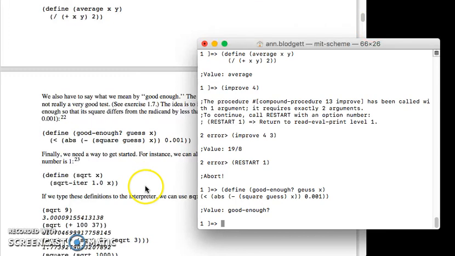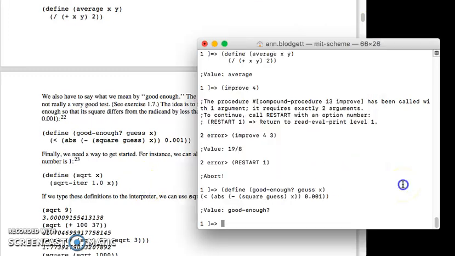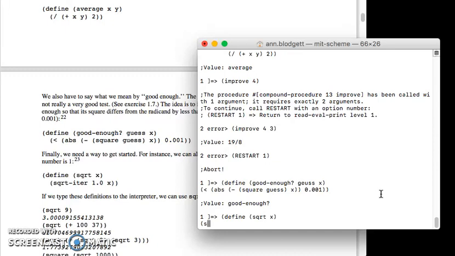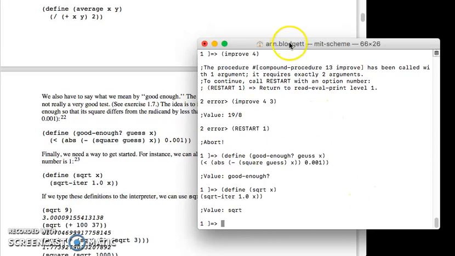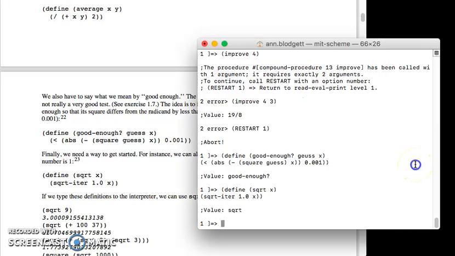Finally, we need a way to get started. For instance, we can always guess that the square root of any number is 1. So, define sqrt of x. If we type these definitions into an interpreter, we can use square root just as we use any procedure.